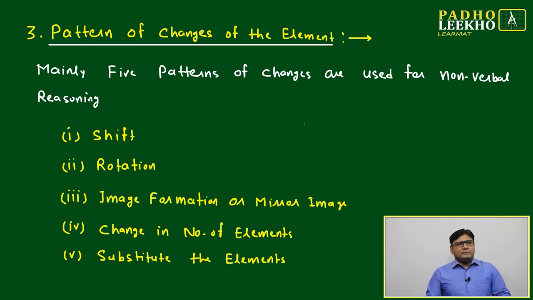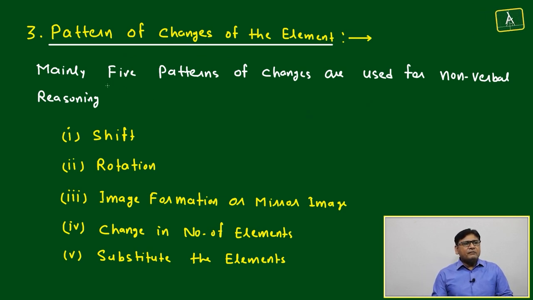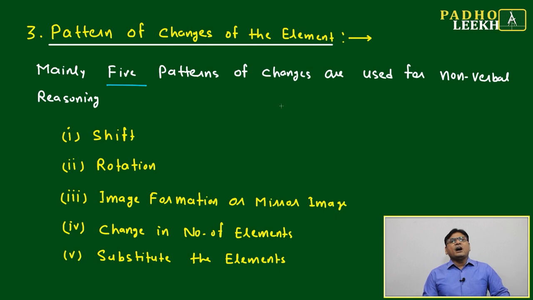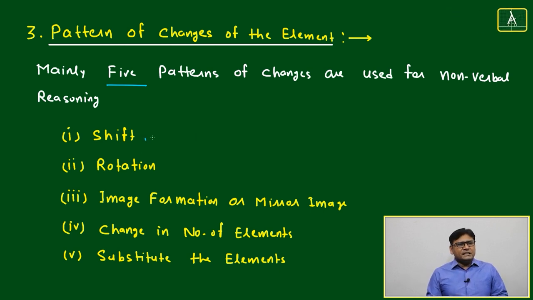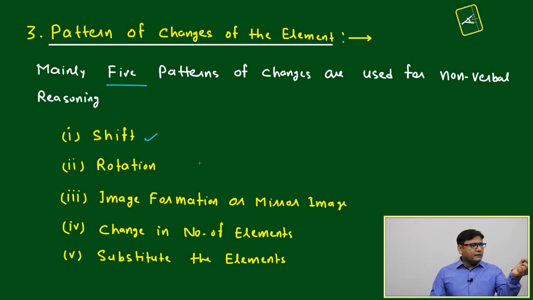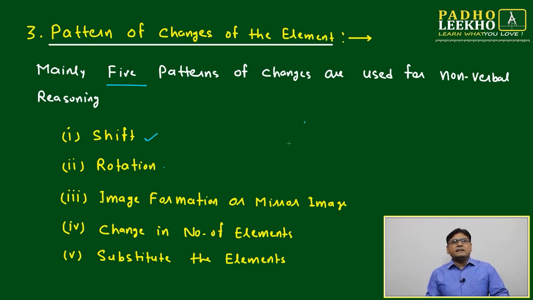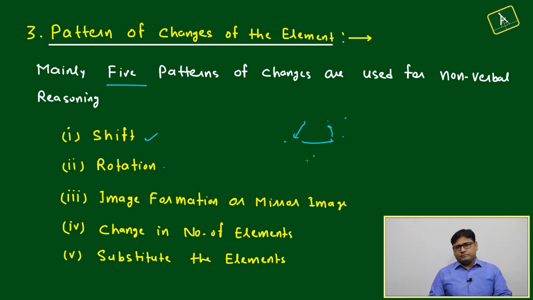Changes of the element. Mainly, 5 patterns of changes are used for nonverbal reasoning. It means how these elements in the figure are changing. One is shifting their position, relative position. One element in this corner, certain other relations, 3 or 4 elements will follow some shifting mechanism.